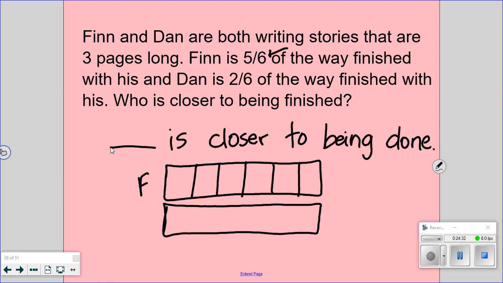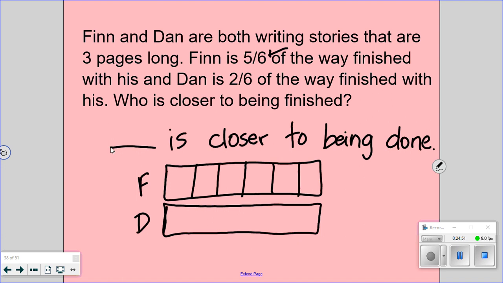If it said that Dan was writing a 25-page story, would his bar be the same length? No. 25 pages is way longer than 3 pages. Oh, yes. I'm going to put a D for Dan.